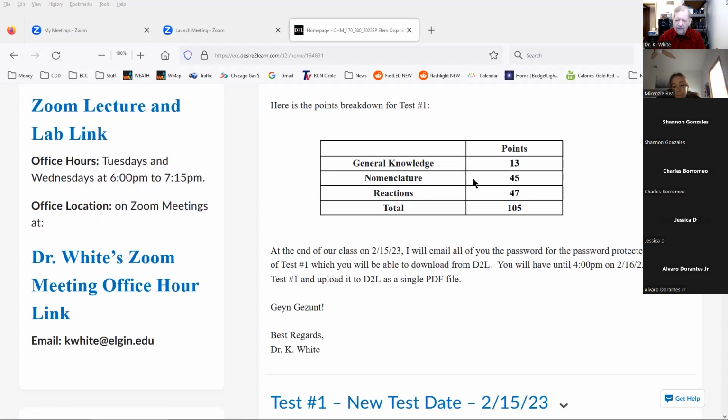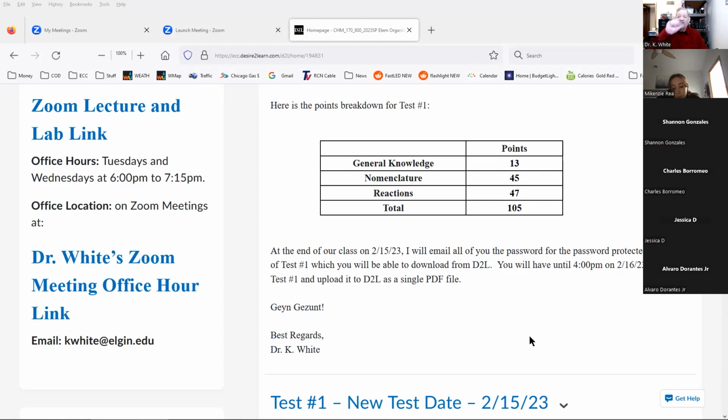Test number 1, point breakdown. There are 13 points general knowledge, like how many bonds to carbon. Next, nomenclature, 45. There are 2 main nomenclature questions. One is give the IUPAC name for the following. The other is here's a name of a compound, organic compound, draw the structure. And next, 47 points on reactions. All but one problem will be give the organic product or products for the following. And if you notice, it adds up to 105.